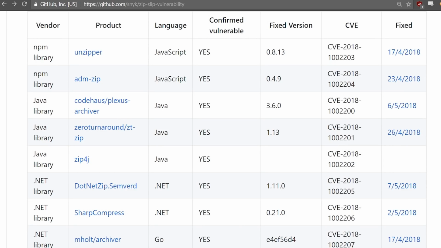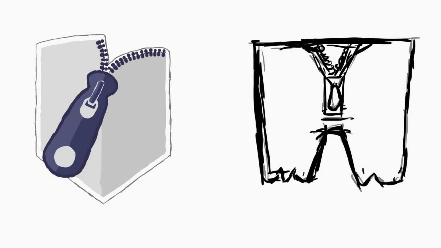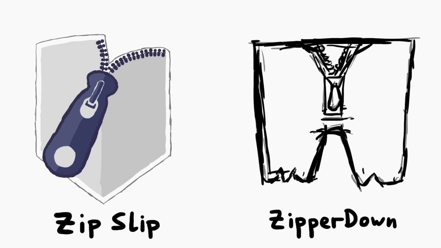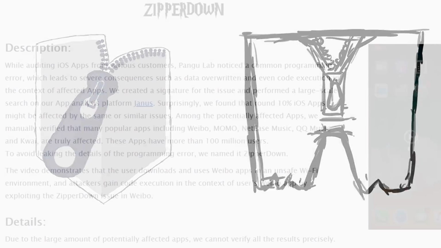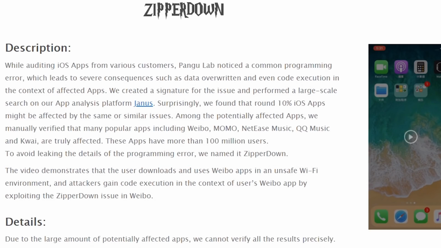In case of SNCC security, several CVEs were assigned. It's like a massacre. So first of all, what do those two different disclosures have in common, ZipSlip and ZipperDown? So when ZipperDown was made public, they wrote that to avoid leaking the details of the programming error, we named it ZipperDown. So they didn't want to disclose what exactly was the issue.